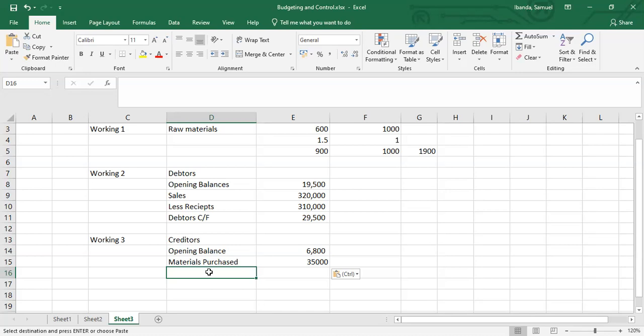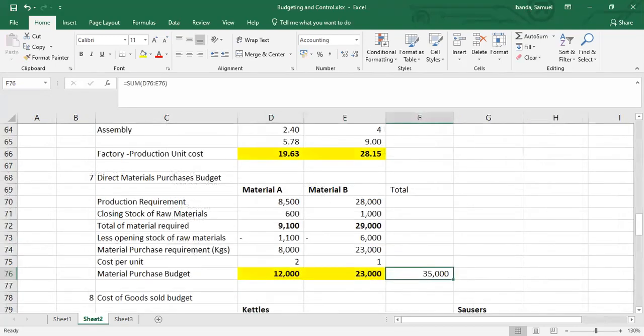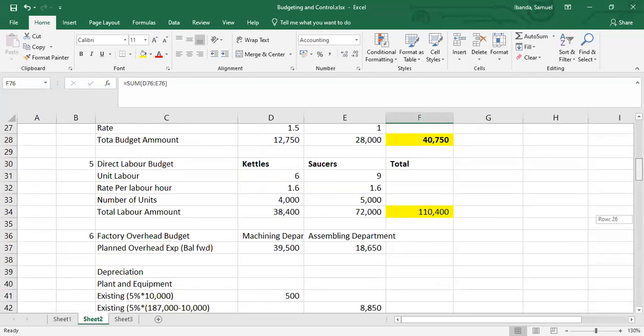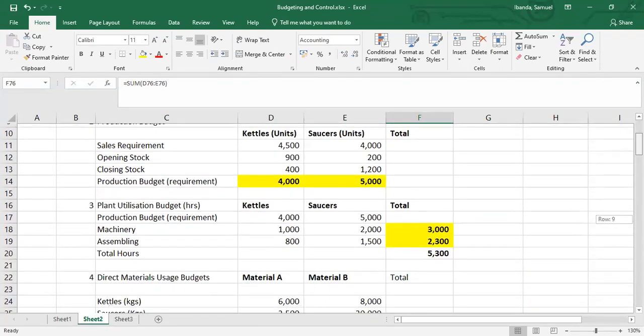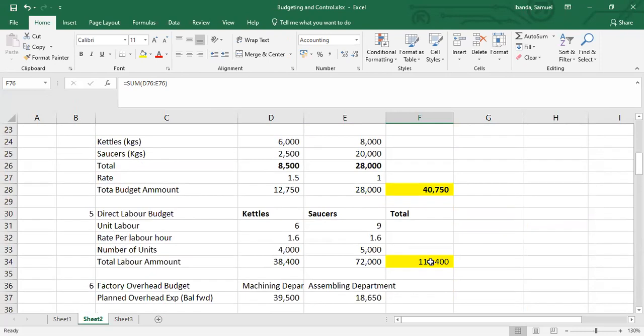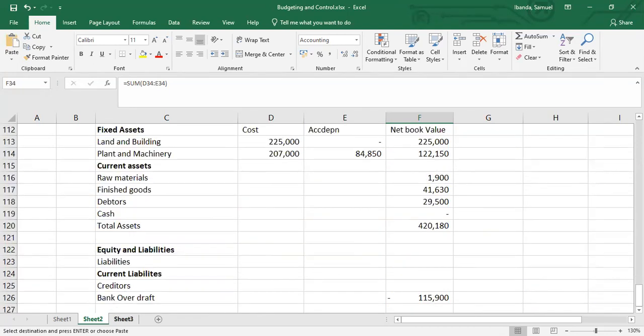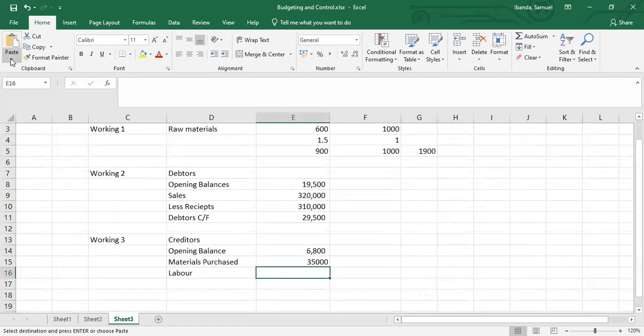let me first look at labor as well. The labor budget is also part of what I pay. They're also part of my creditors. So I'll come and look at my labor budget. It was 110,400, so I'll include it there. So first looking at the direct materials and labor.